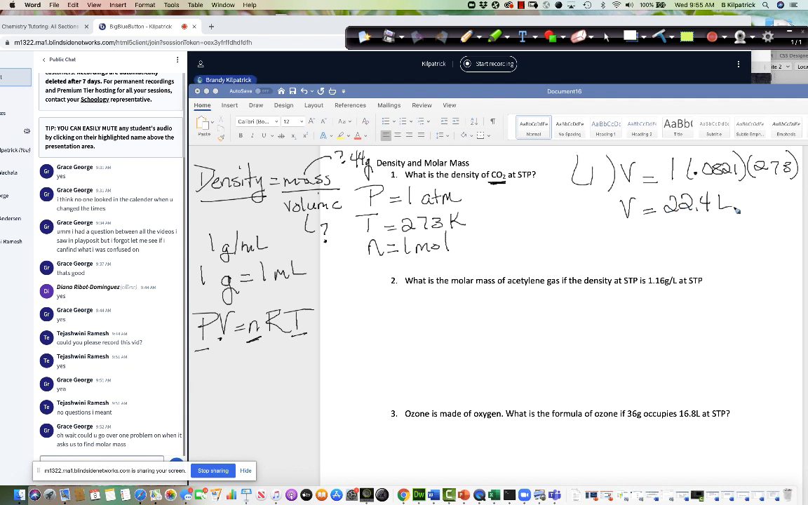And you might have noticed in the problem it said STP. Well, what do I know about STP? I know that 1 mole is equal to 22.4 liters. This is just another way to look at it. So I know my volume is 22.4 liters, but that's not what it's asking for. It's asking for the density. So now, one last step, take the mass of 44 and then divide it by 22.4. And that will give me 1.96 grams per liter.